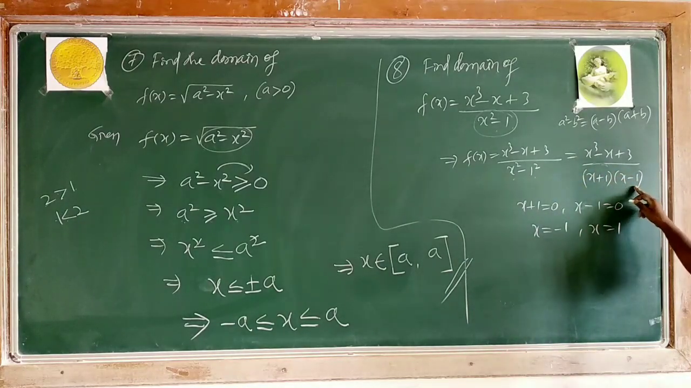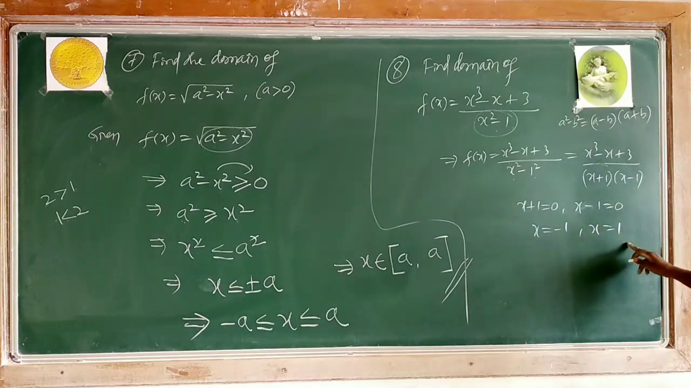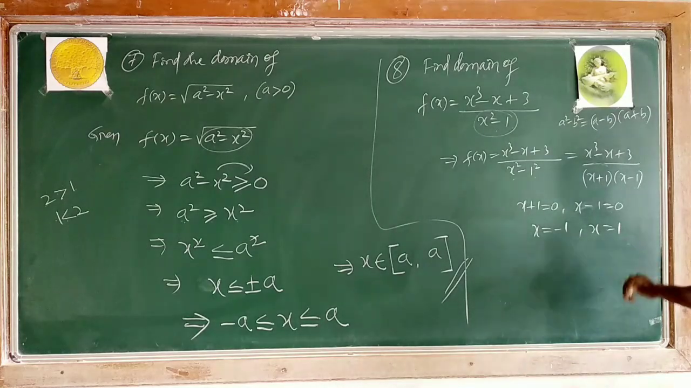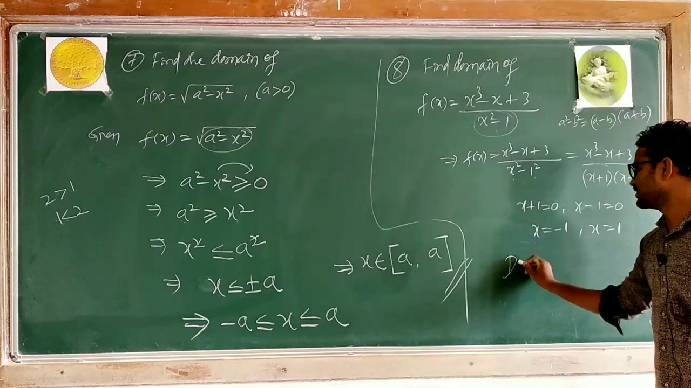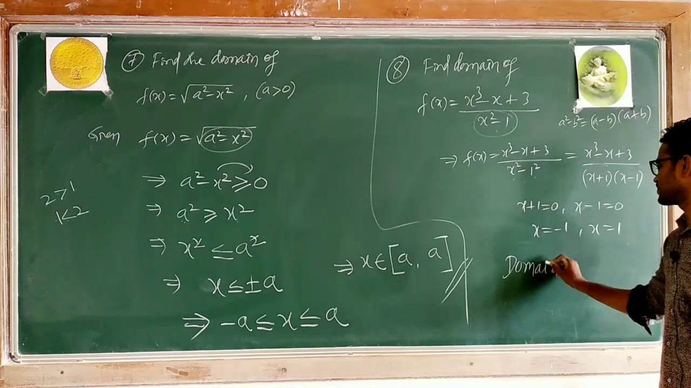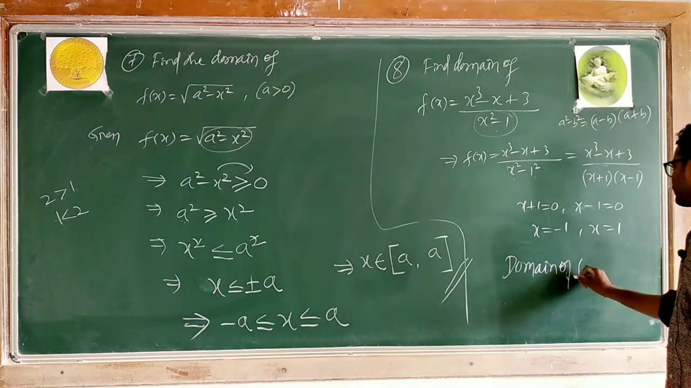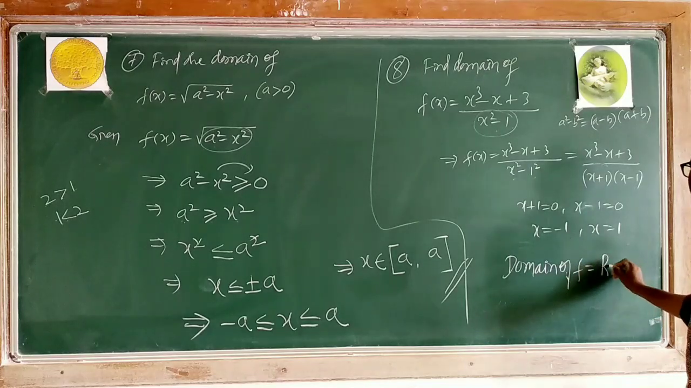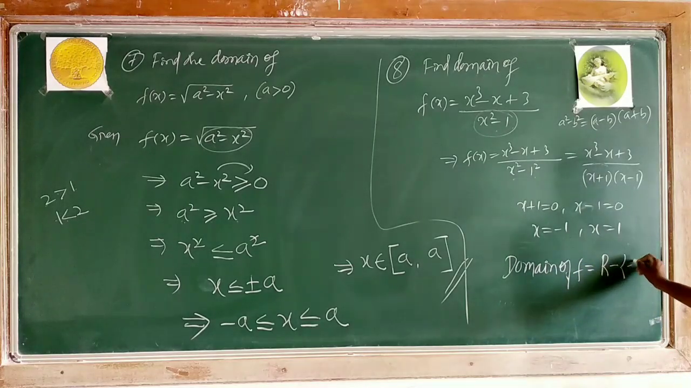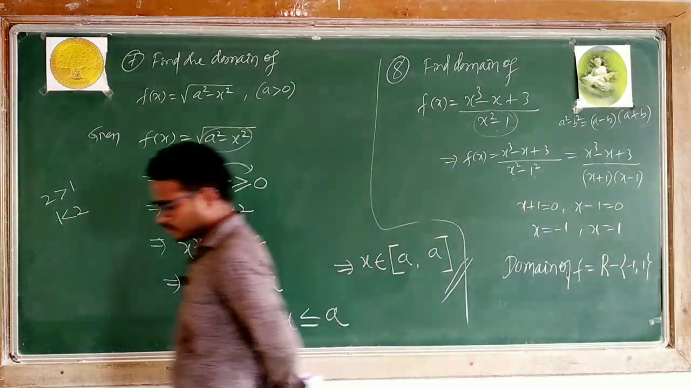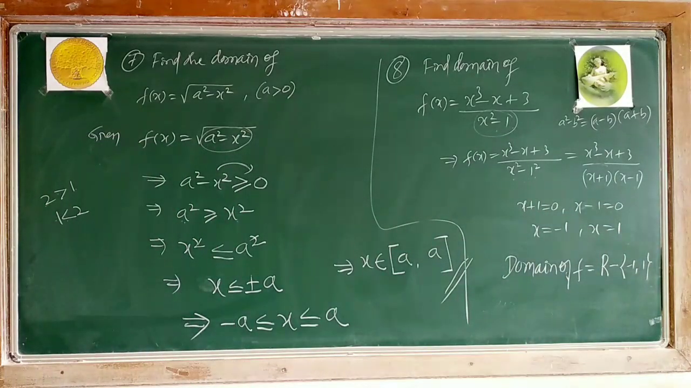X is equal to plus 1, this will become a 0. Means I can say set of real numbers excluding these two numbers. In the previous class also I had done this, so for that reason I am taking it very fast. Now I can say the domain of f is the set of real numbers excluding two numbers, minus 1 and plus 1. This is finding the domain of the rational function.